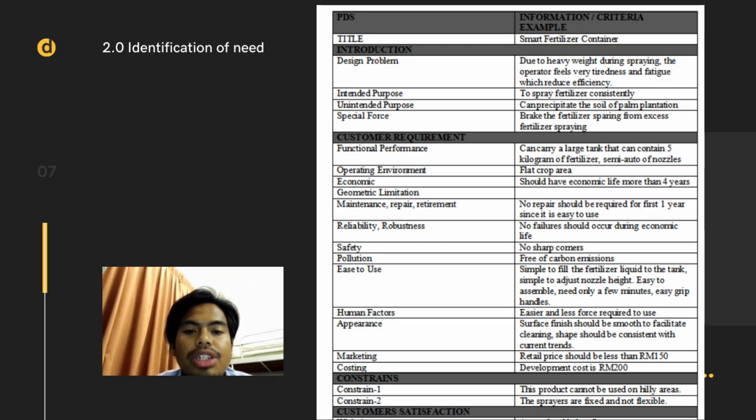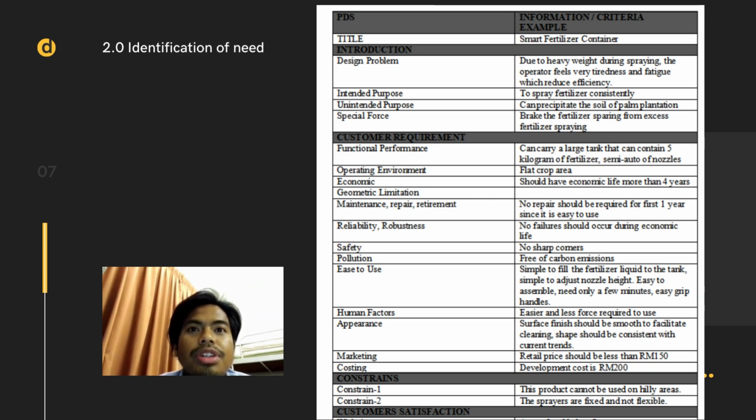Next is identification of need. I will explain it by using a table. So for this project, my title is Smart Fertilizer Container. So for the introduction, design problem. Due to the heavy weight during fertilizing, the operator feels very tired. So the intended purpose is to fertilize constantly. Unintended, it can pollute the soil of a plantation. Special force is needed to break the fertilizer spraying from the excess.